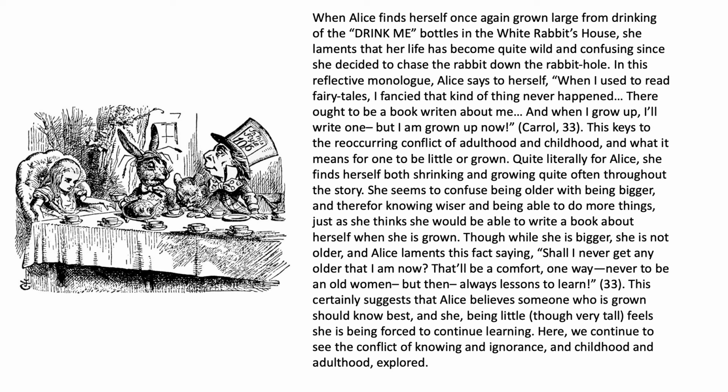This keys to the recurring conflict of adulthood and childhood, and what it means for one to be little or grown. Quite literally for Alice, she finds herself both shrinking and growing quite often throughout the story. She seems to confuse being older with being bigger, and therefore knowing wiser, being able to do more things, just as she thinks she would be able to write a book about herself when she is grown. Though, while she is bigger, she is not older, and Alice laments this fact, saying, "Shall I never get any older than I am now? That'll be a comfort, one way, never to be an old woman, but then always lessons to learn." This certainly suggests that Alice believes someone who is grown should know best, and she, being little, though very tall, feels she is being forced to continue learning. Here, we continue to see the conflict of knowing and ignorance, and childhood and adulthood explored.